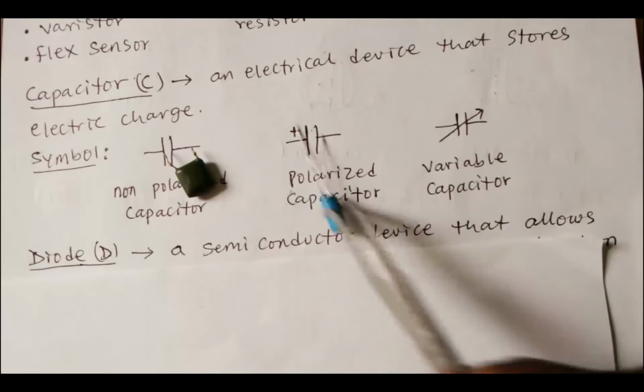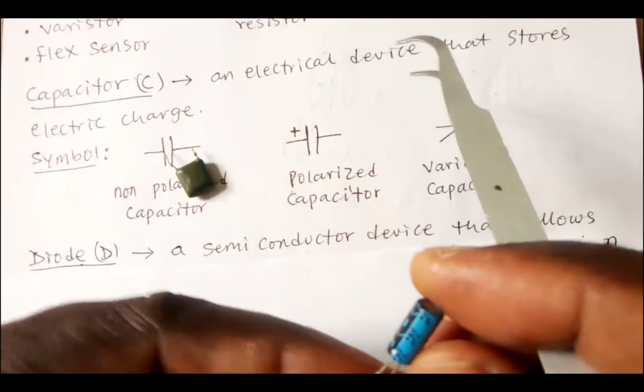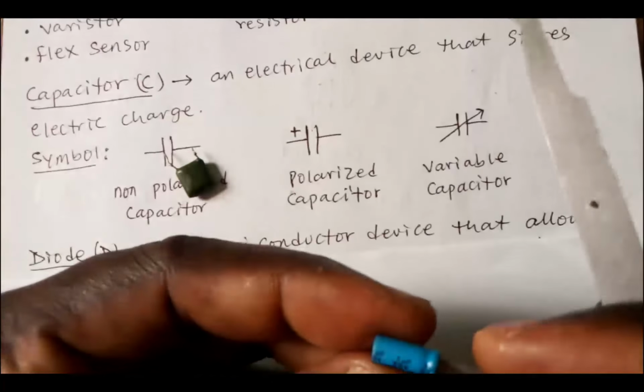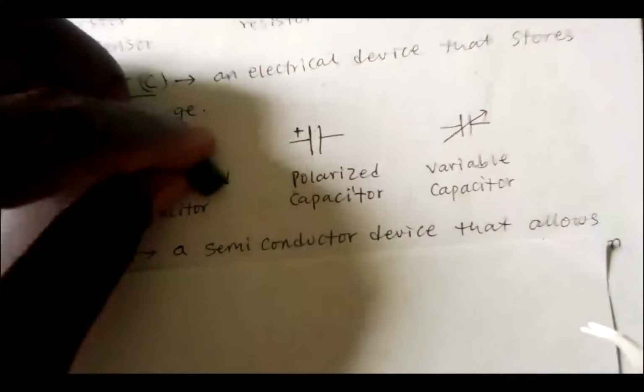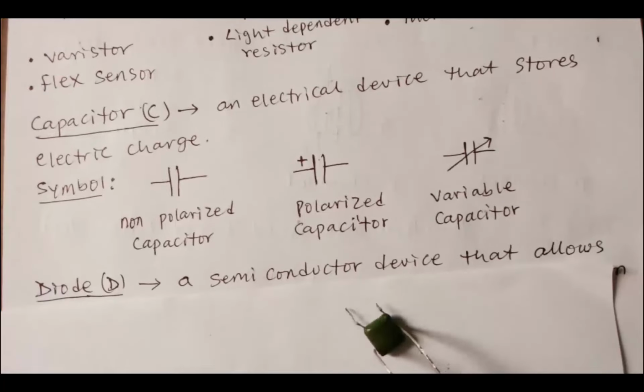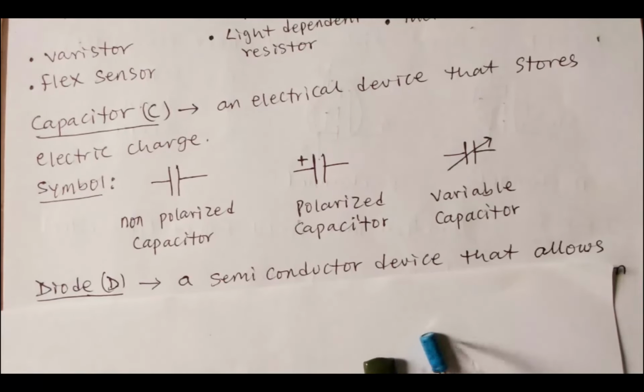You understand? On the polarized capacitor, the value is printed on it. Like look at this one here, we have 1 microfarad. Then this one, they use code numbers. When you see 104, it means 0.1 microfarad or 100 nanofarad. We'll be discussing that some time. So these two forms of capacitor, we'll be using them a lot in our practical.